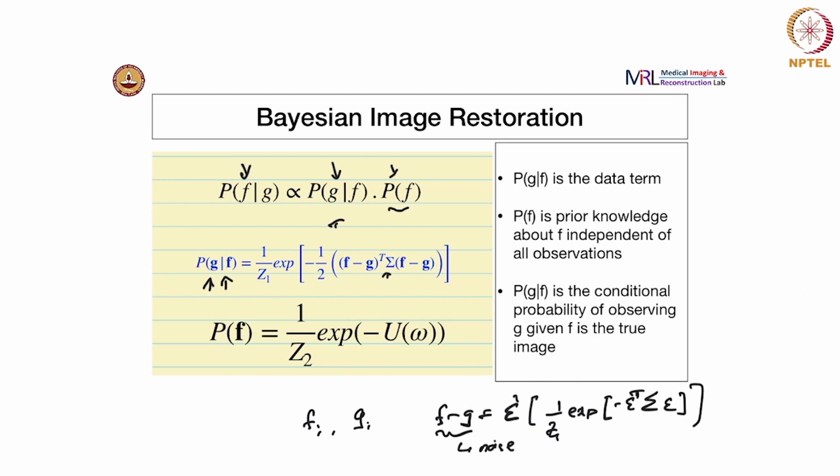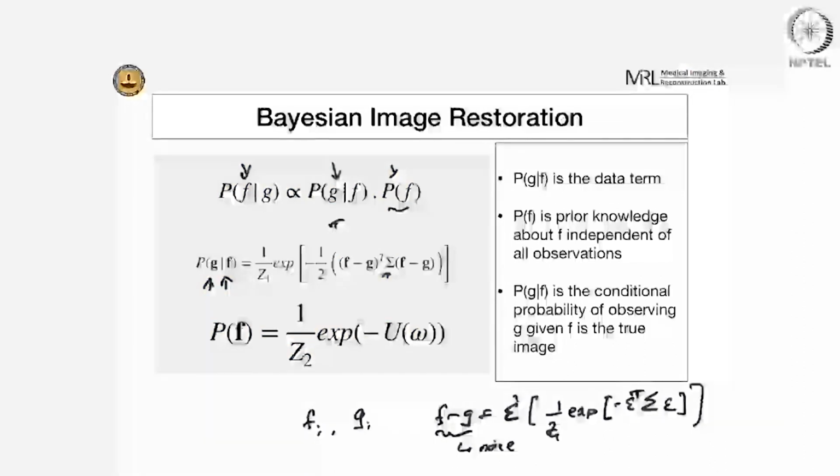In the process, you're also saying what is the probability of observing g given a certain f, because g is the noisy version. This probability distribution also defines what the noise is. Okay, the Z1 is a normalizing factor for the Gaussian distribution.